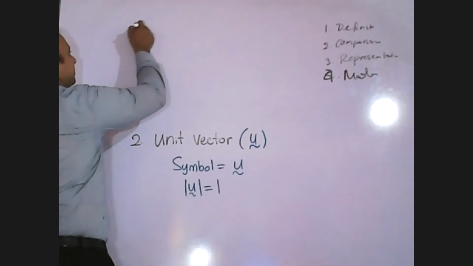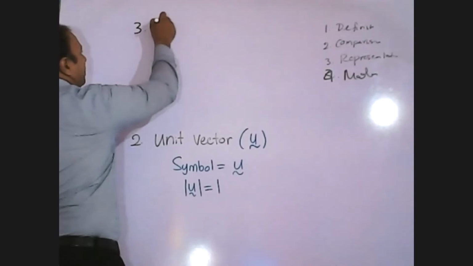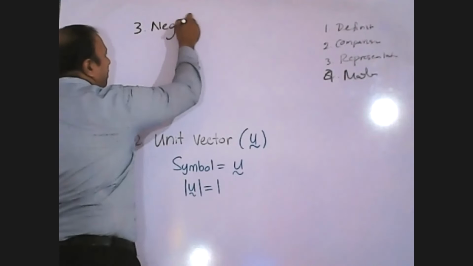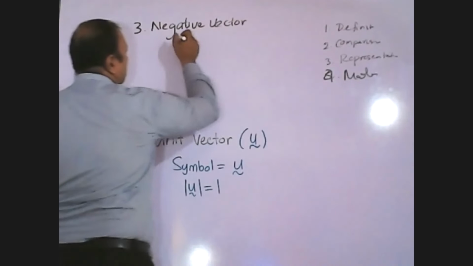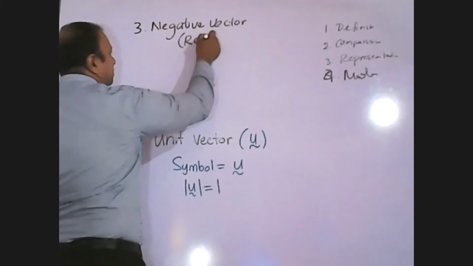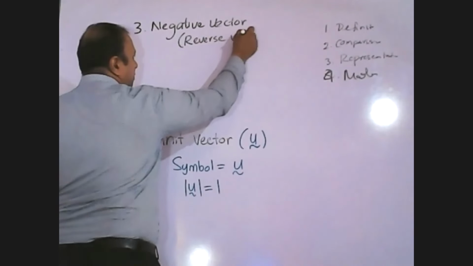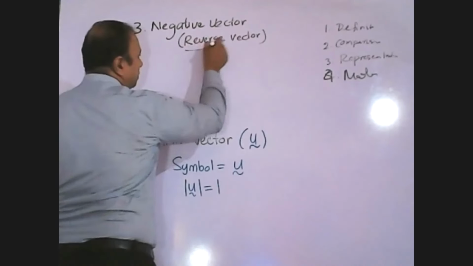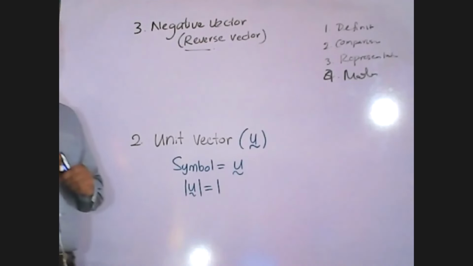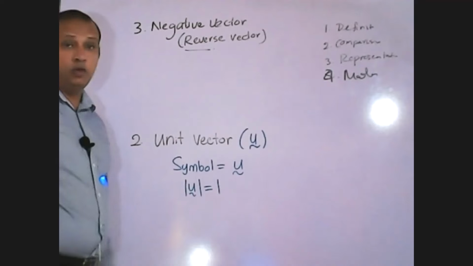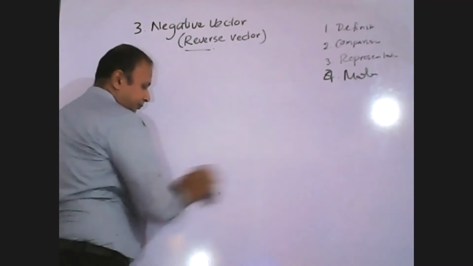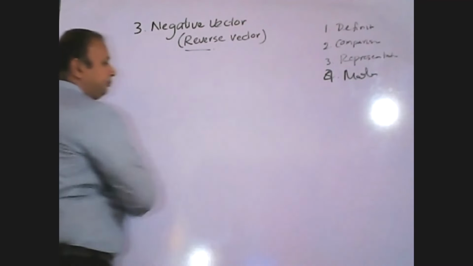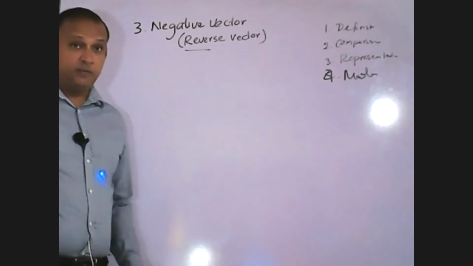The third one is the negative vector. Normally it is also called the reverse vector. Reverse vector or negative vector. That is the third topic. This is the most important thing.